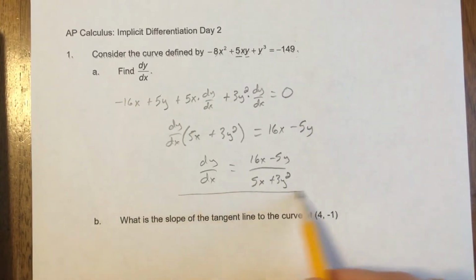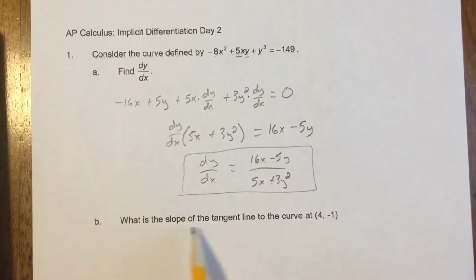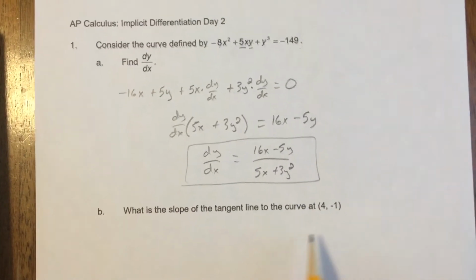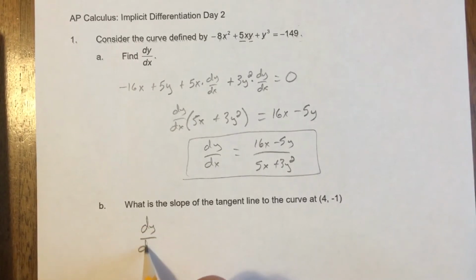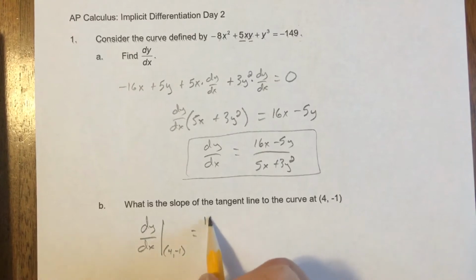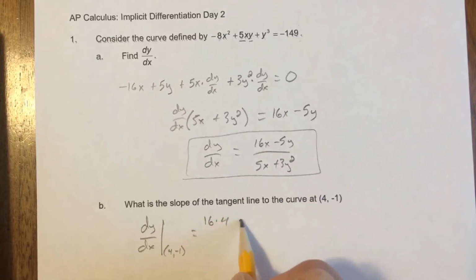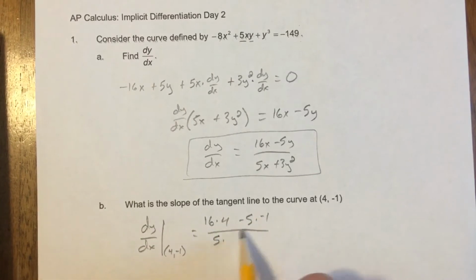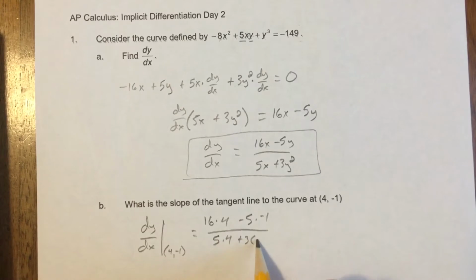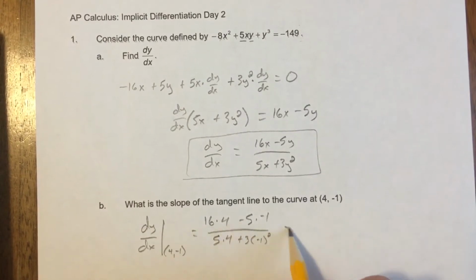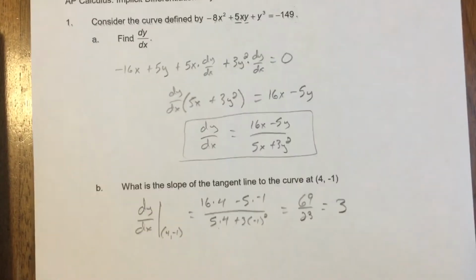So that's our derivative. Now, part B says, what's the slope of the tangent line then at (4, negative 1)? So the slope of the tangent at the point (4, negative 1) is equal to 16 times x, which is 4, minus 5 times y, which is negative 1, over 5 times x, which is 4, plus 3 times y squared, which is negative 1 squared. All right, this is going to give me 64 plus 5, that's 69 on the top. 20 plus 3, that's 23 on the bottom. Divide that, we get 3 for our slope.